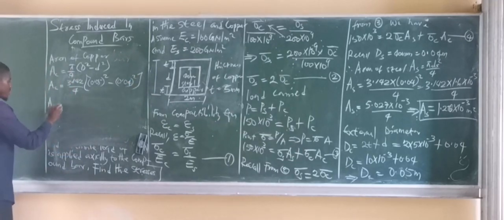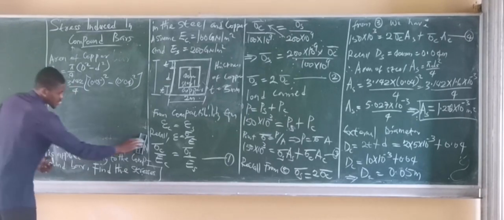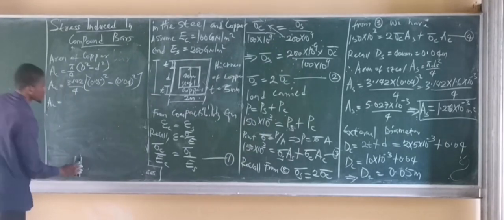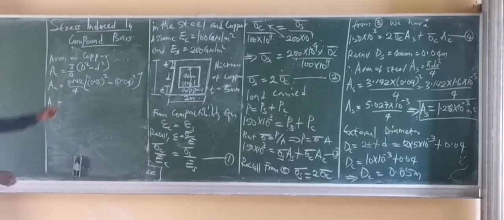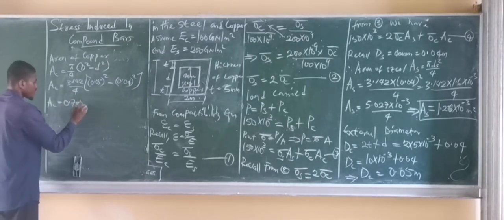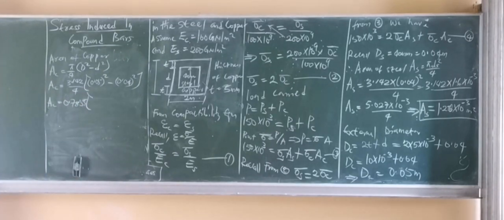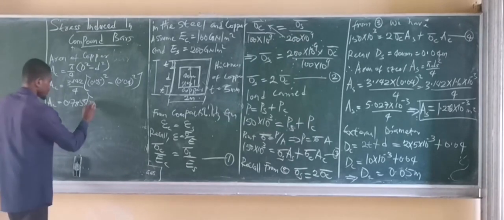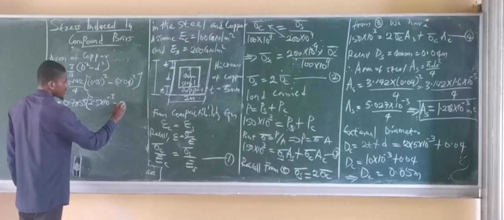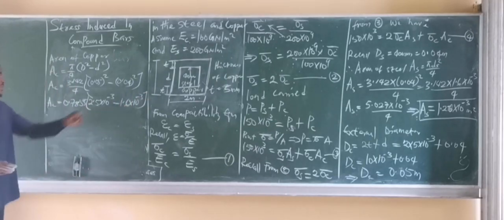So you have 0.05 all squared minus the internal diameter, 0.04, all squared. So area of copper is simply 3.142 divided by 4. What do you have? 3.142 divided by 4 is 0.7855. Now 0.05 squared is 2.5 times 10 to the power minus 3, and 0.04 squared is 1.6 times 10 to the power minus 3. So subtract these two values.